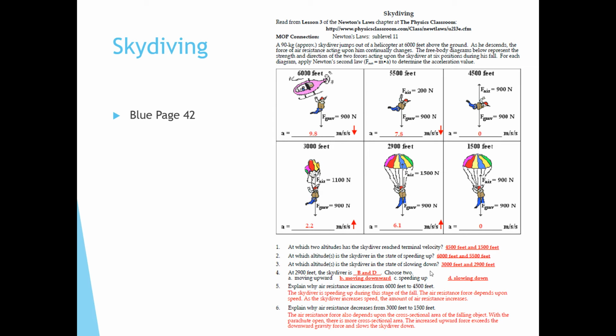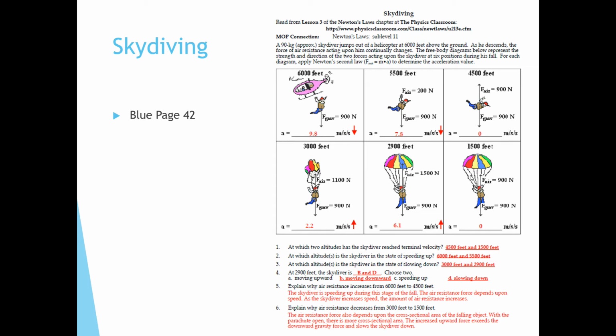Number 5, explain why air resistance increases from 6,000 feet to 4,500 feet. Initially, air resistance increases up here because he is going faster and faster, because air resistance depends on the speed. And then why does air resistance decrease from 3,000 to 1,500 feet? That's because he has a larger cross-sectional area because the parachute has opened.